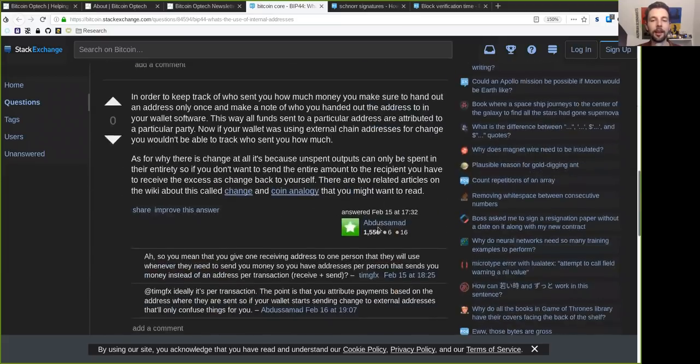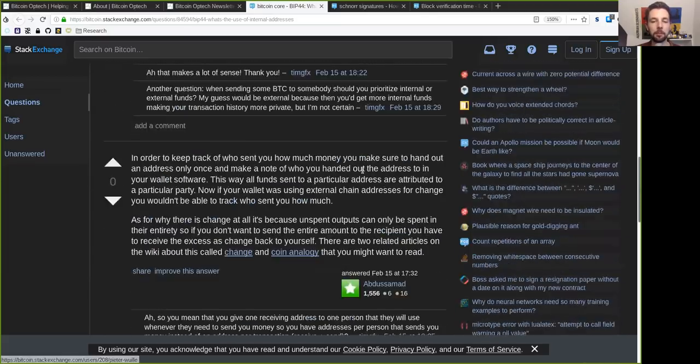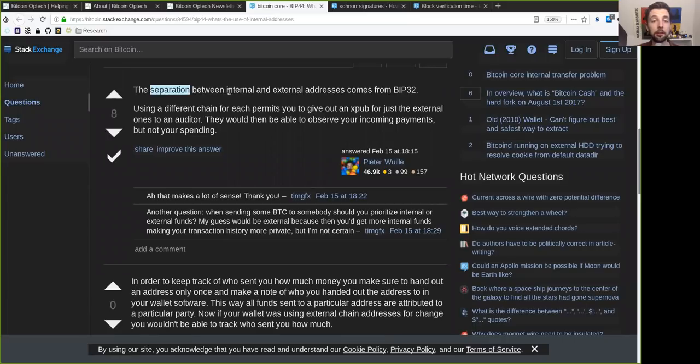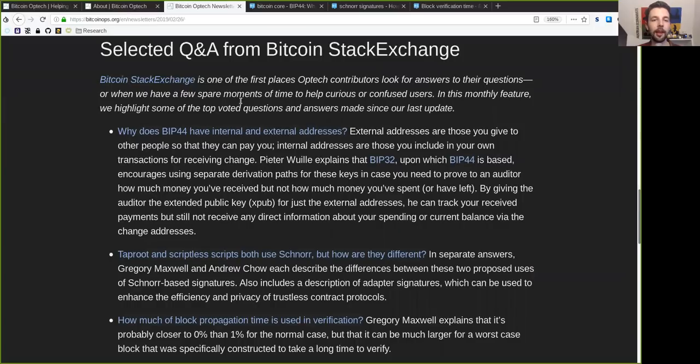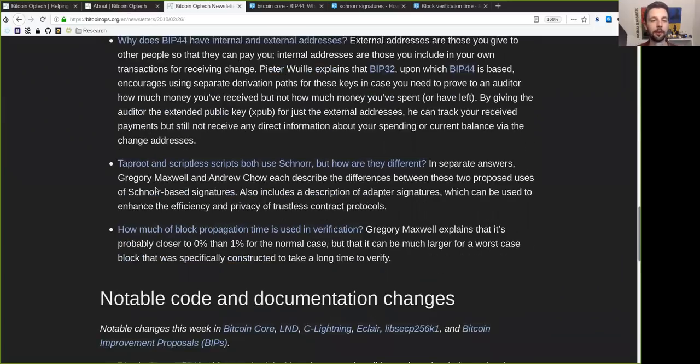Thanks in advance. And we have here the question from Peter Woolley. The separation between internal and external addresses comes from BIP32. Using a different chain for each permit permits you to give out an XPUB for just the external ones to an auditor. They would then be able to observe your incoming payments, but not your spending payments. Back jumping into the newsletter.